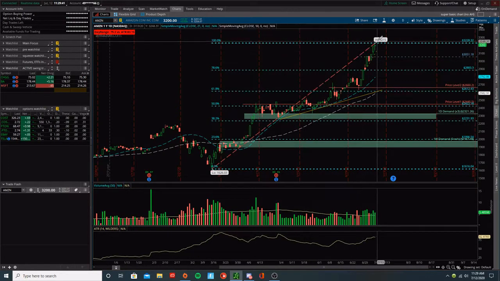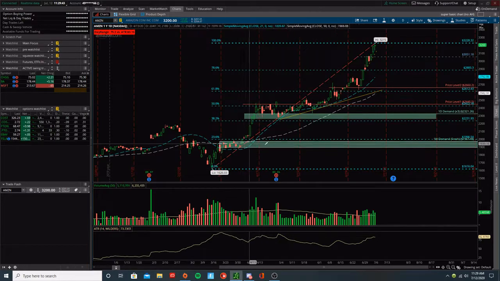So as you can see, after we drew in the top and the low, you can already see that price respects these levels pretty well.